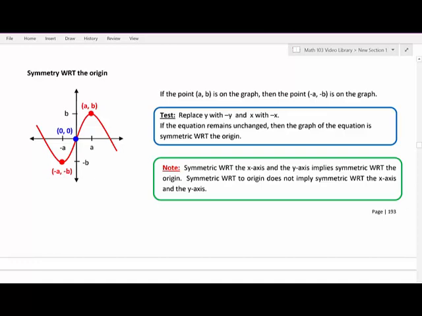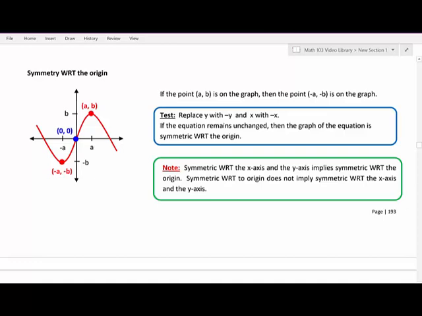The test to determine whether the graph of an equation displays symmetry with respect to the origin is that we're going to replace both with the opposite. We're going to replace y with negative y and x with negative x. We're going to clean it up. If the equation remains unchanged, that is, we get the original back, then the graph of the equation is symmetric with respect to the origin.